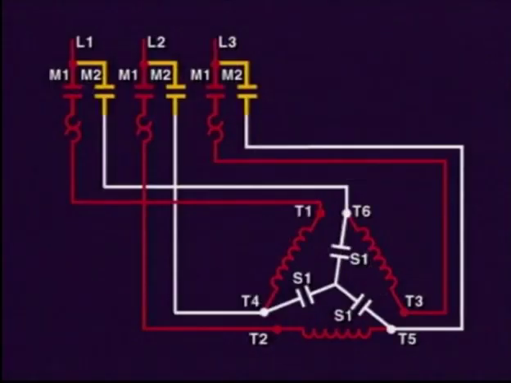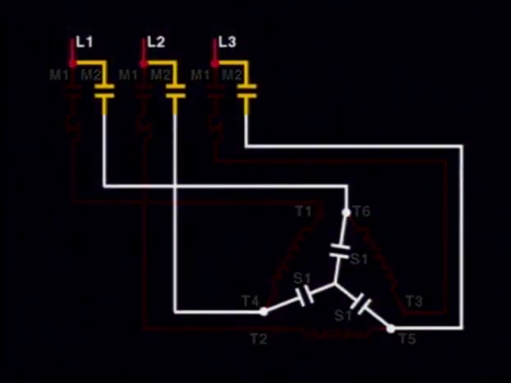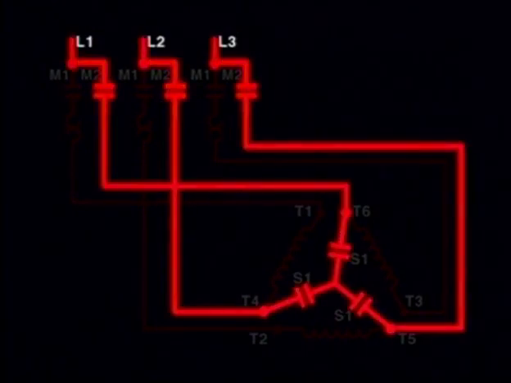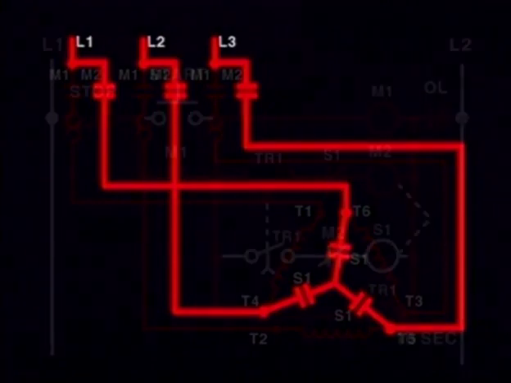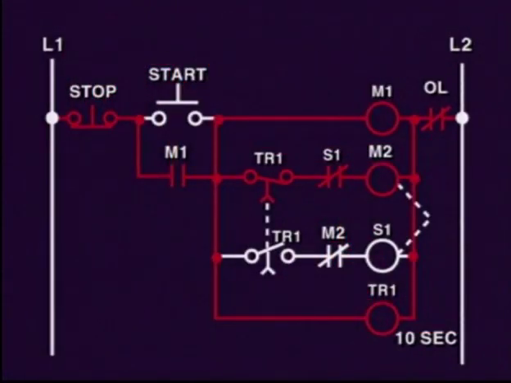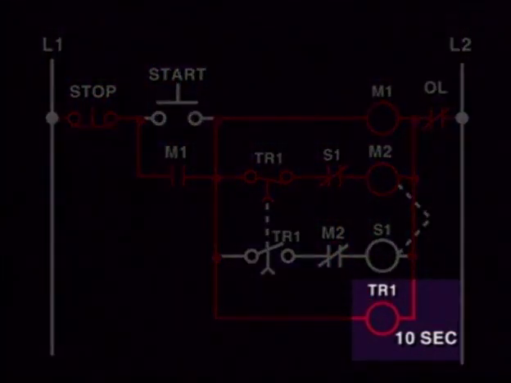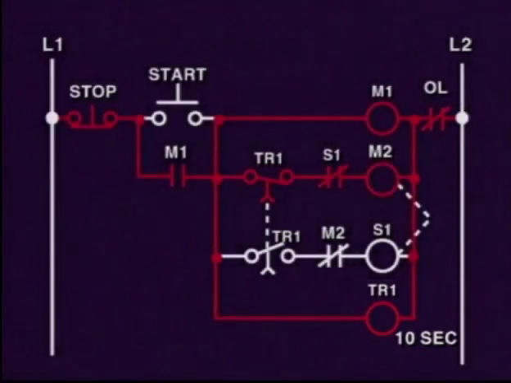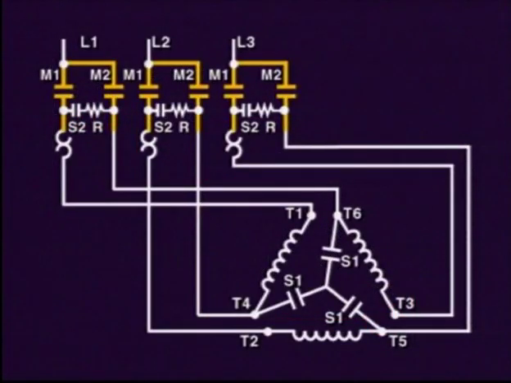This very short delay is necessary to avoid a short circuit in the power system between L1, L2, and L3. The timer delay is usually set at around 10 seconds between the Y start and the delta transition. There is also a closed transition Y-delta configuration, which is available at an additional cost.